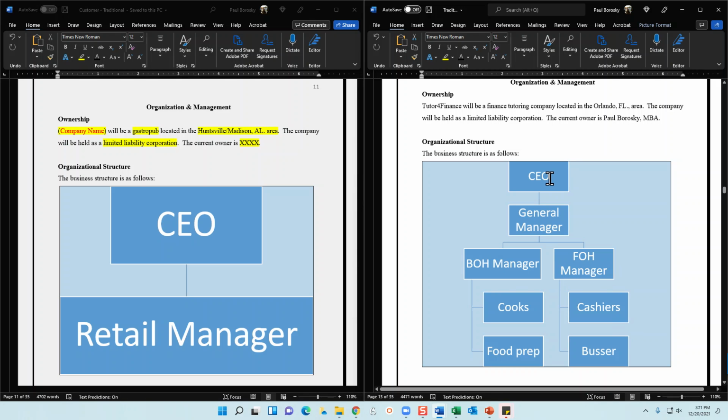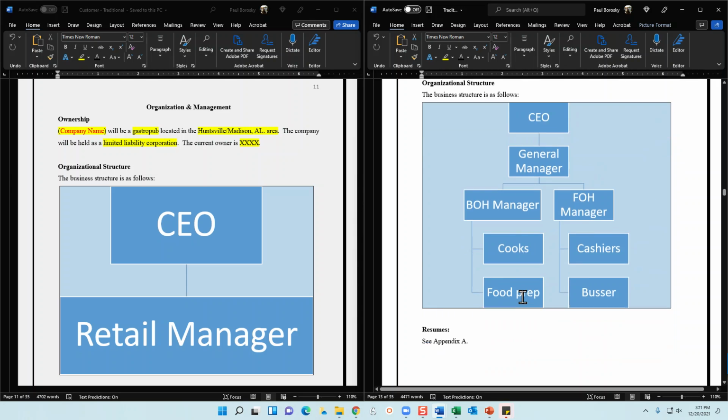So really quickly, the reader is going to be able to look at your organizational structure and say, yes, this person knows what they're talking about. They're able to run a business or a restaurant or whatever you're going to be able to have. They understand the basic structure, and you're also going to be able to show if you've got any twists or turns in your organizational structure. You're going to be able to identify that here as well.